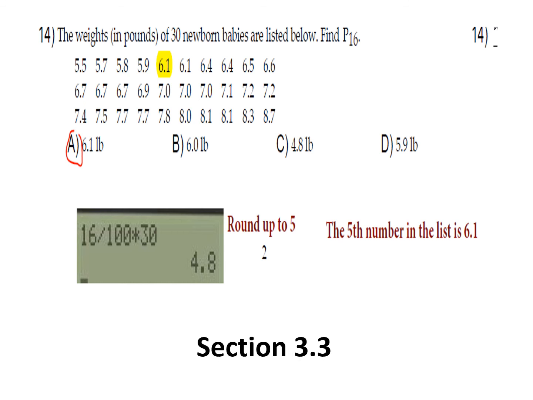L, location. Here's an example from 3.3. I'm looking for the 16th percentile. 16 over 100 times 30 is 4.8. I rounded up to 5. The number I'm looking for is in the 5th position. First, second, third, fourth. There it is, 6.1. In the 5th position. This is the location. It isn't the number. In fact, 4.8 doesn't even exist here.